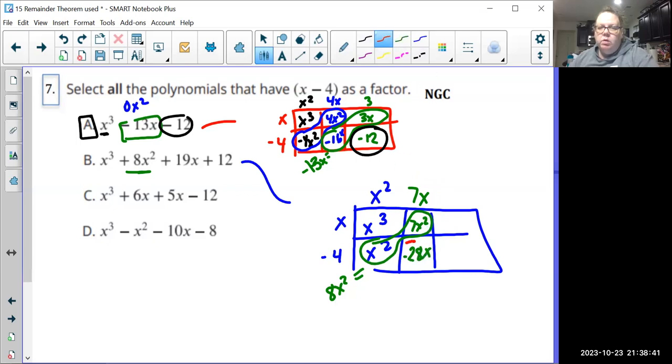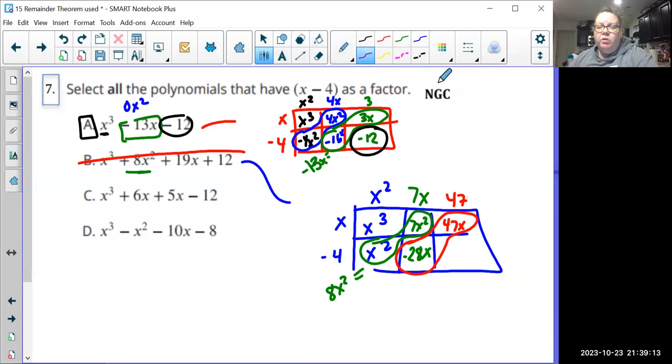Now these two need to add up to 19. So in order to add that up to 19, I have to add 47x to get 19. And so that must have been that I multiplied this by 47, and 47 times negative 4 is definitely not positive 12. So this is definitely not an answer. And then you need to do the same thing for C and D.